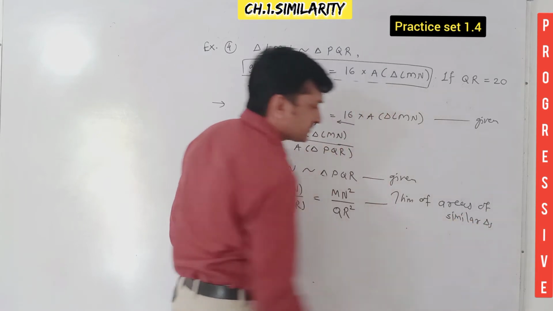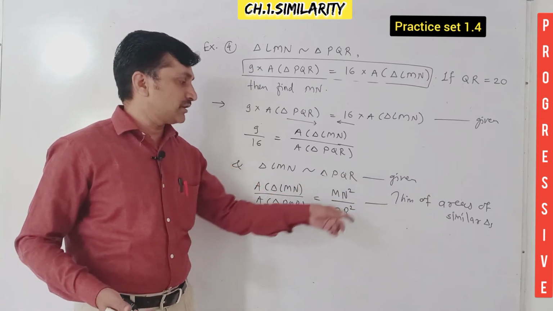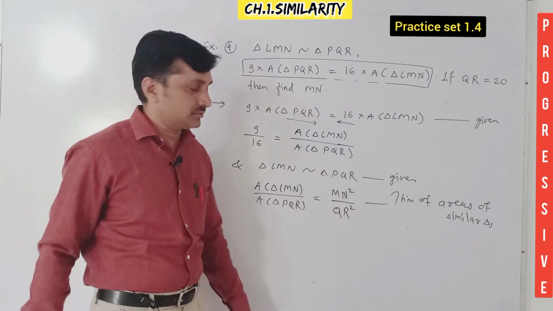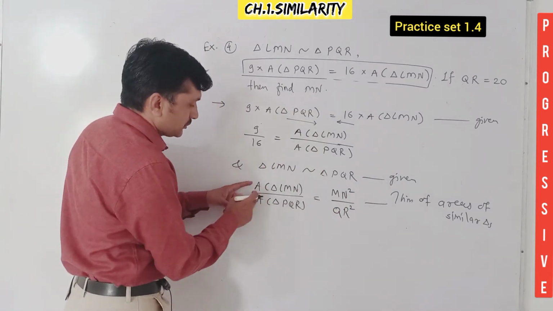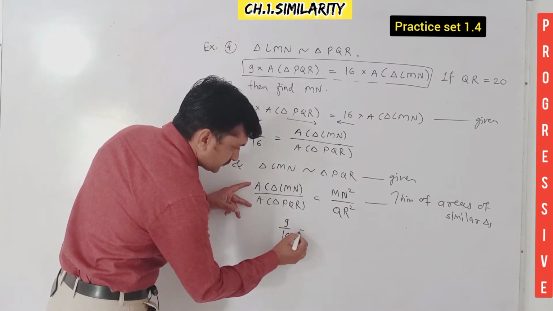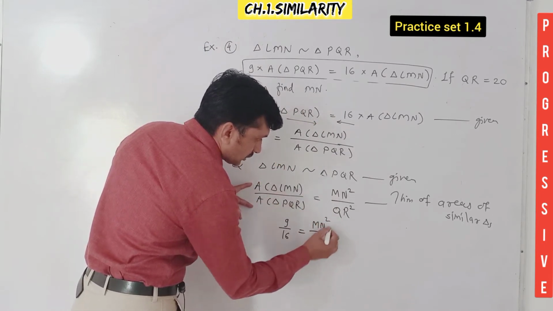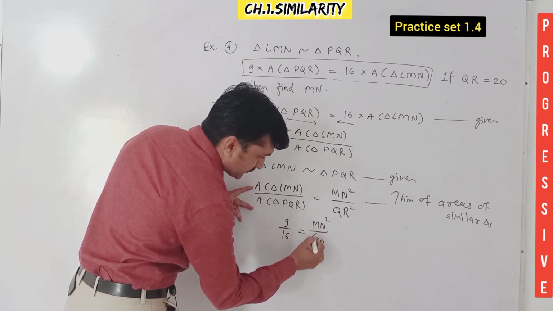All three corresponding sides are there. We can write all three, but there is no use of writing all three. Only the side which we want, that we can write here. Now after using the theorem, put values. Here the ratio of areas is already here, 9 upon 16 is equal to MN square, MN we have to find, upon QR square. QR is given in the example, 20. Here is square, that's why 20 square.